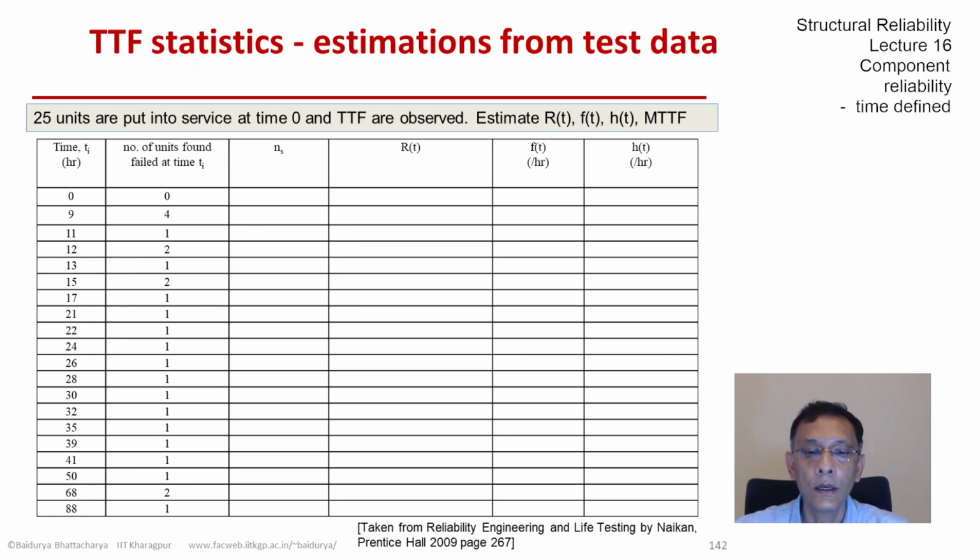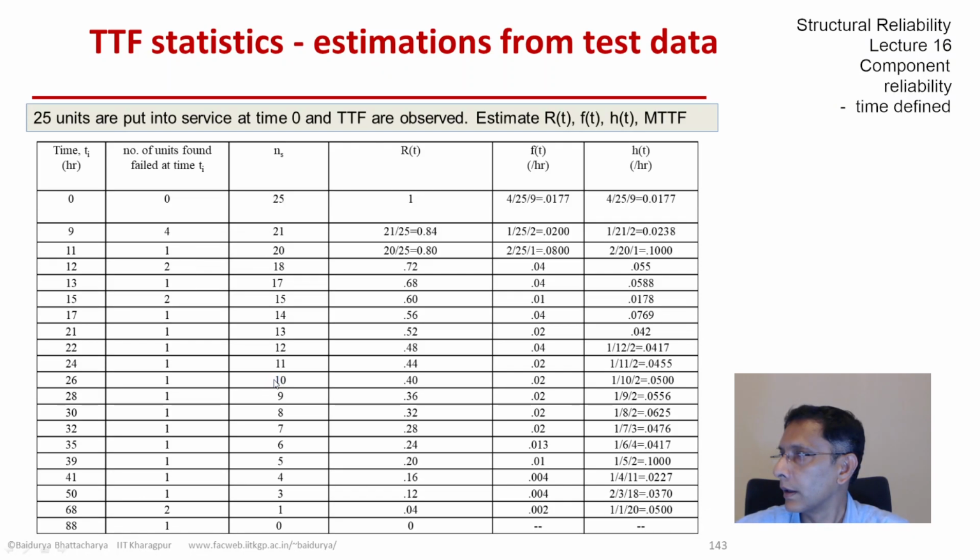Otherwise, I will present the solutions. So here it is. I have filled up the table. The third column is the number of surviving elements, all the way from time 0 hours to 88 hours, and then the reliability function, which is the fraction of the surviving elements. So that's straightforward.